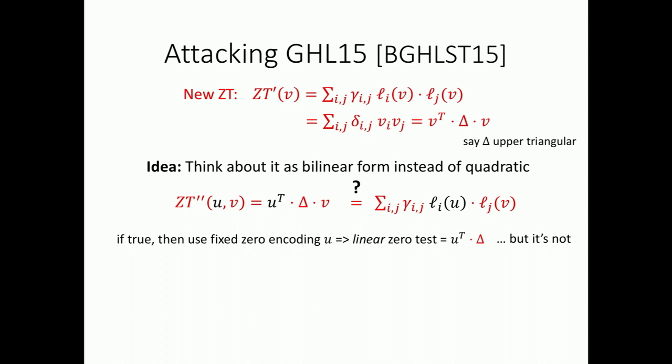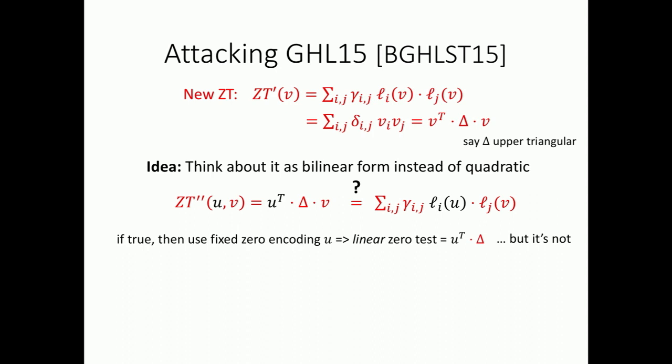But if I'm thinking about doing this bilinear form with an upper triangular matrix, then I'm only going to get either vi times uj if i is smaller than j, or the other one. But I cannot get both. So this guy actually has both ui vj and uj vi, and this one doesn't, so obviously they are not the same. So this seems to be a big deal.